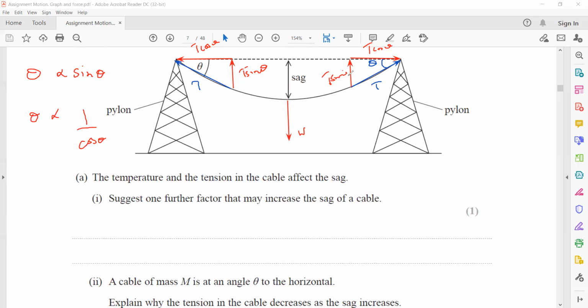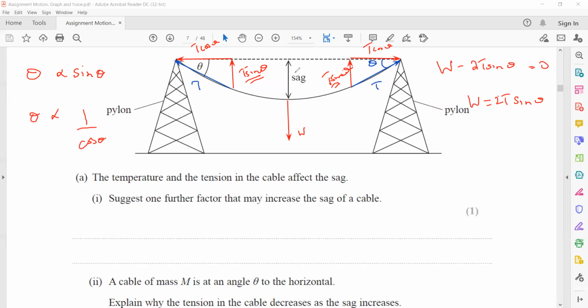So the total, because it is at rest, there is no resultant force, so we can say W minus 2T sin theta. Why am I writing 2 sin theta? Because T sin theta from one pylon is acting upward and T sin theta from the other pylon. So W minus 2T sin theta equals 0, or W equals 2T sin theta. So weight is constant.